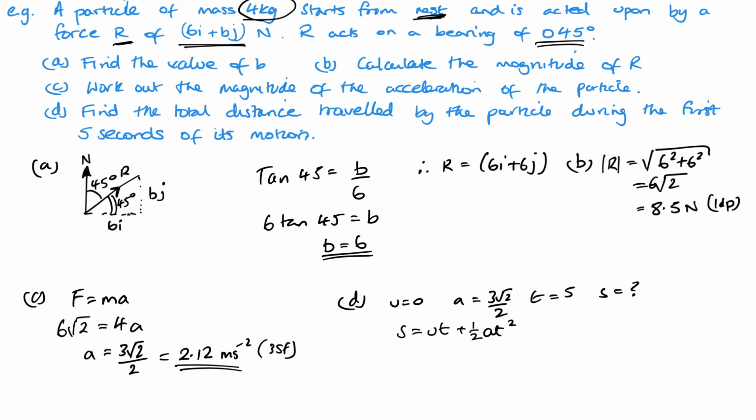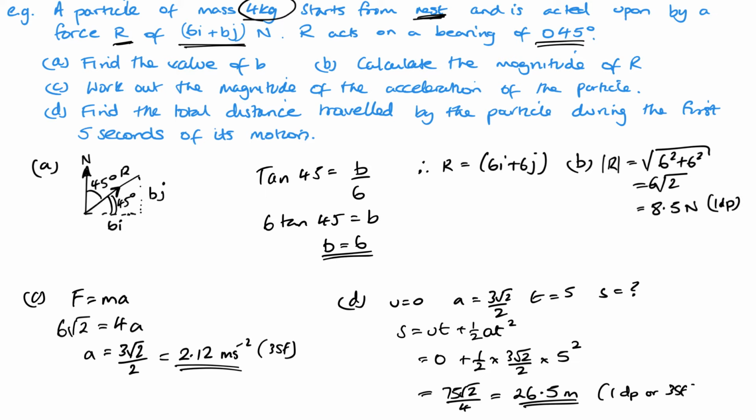So with U being 0, that means I got 0 plus a half times 3 root 2 over 2 times 5 squared. That means this is 75 root 2 over 4, or better, 26.5 meters there. This is 1 decimal place or 3 significant figures, they're both the same. And that's it done, nice and easy. I'll give you a couple of questions like these two to have a go at, and then we'll move on to the next bit.